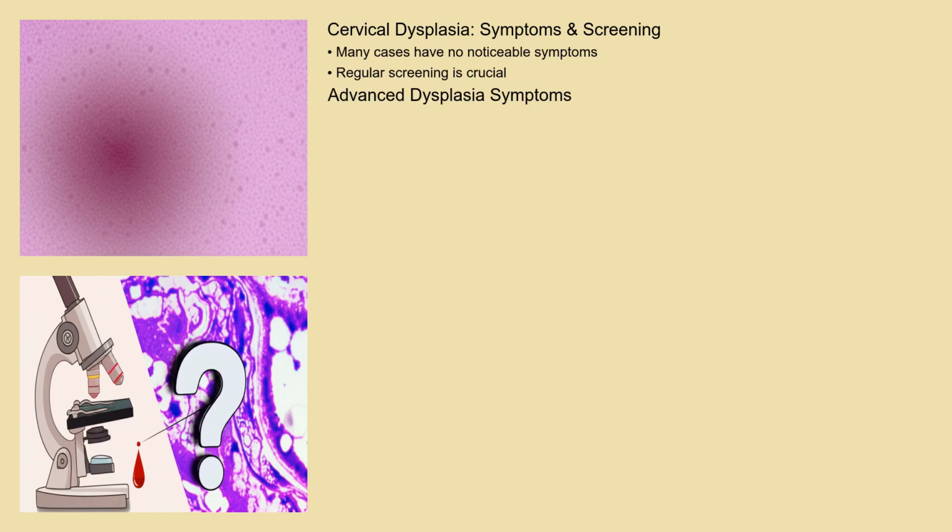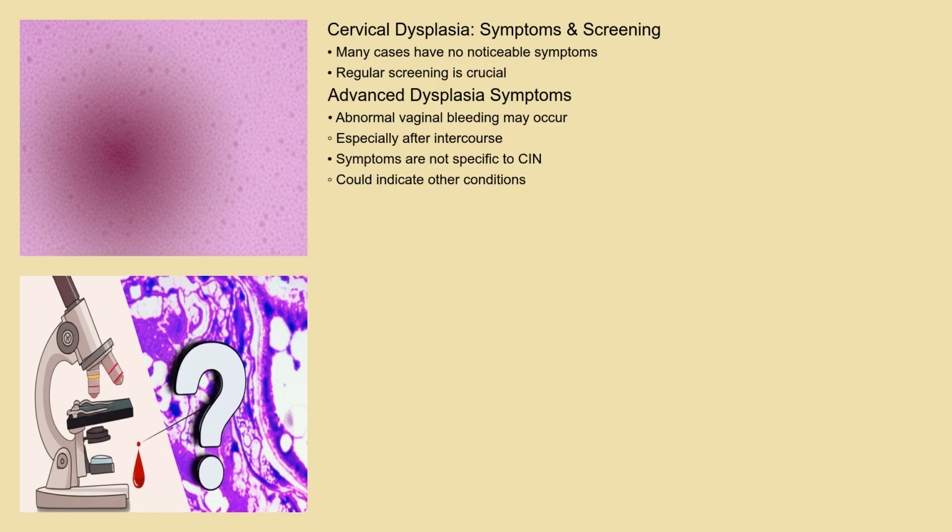In some cases, particularly with more advanced dysplasia, women might experience abnormal vaginal bleeding, especially after intercourse. However, these symptoms are not specific to CIN and could indicate other conditions.